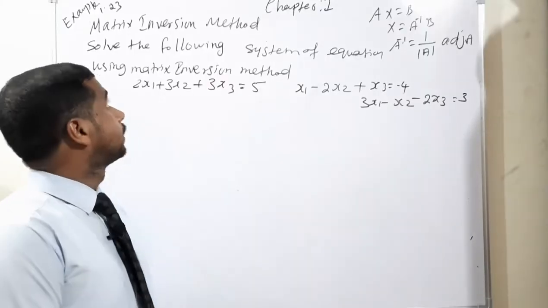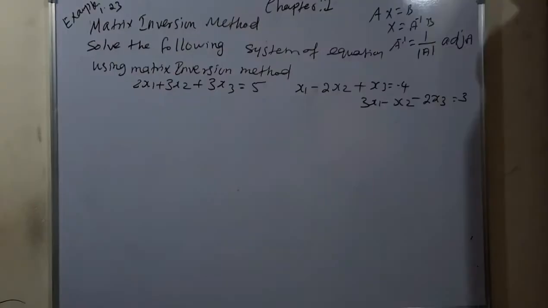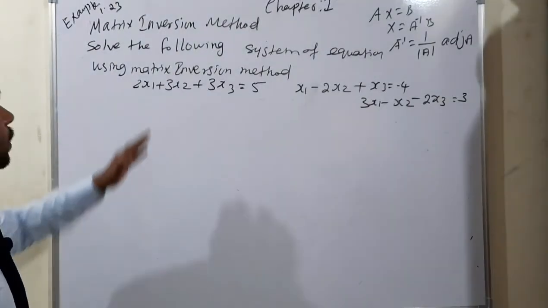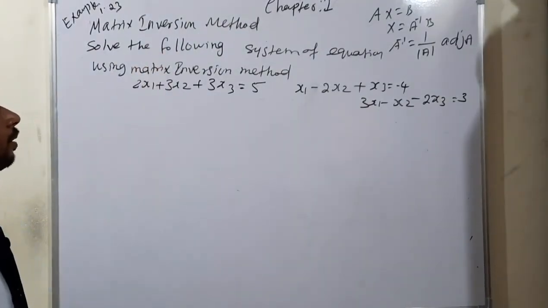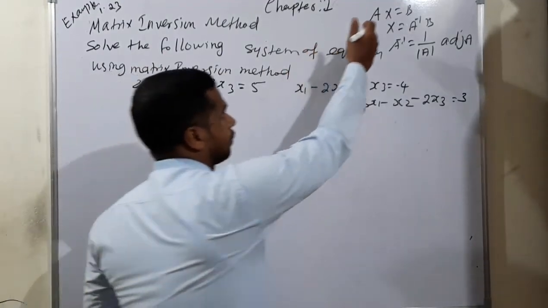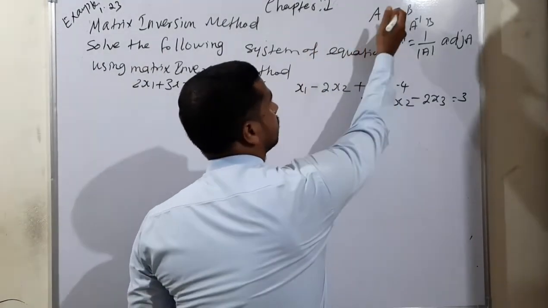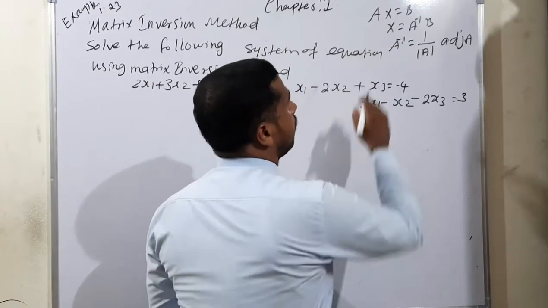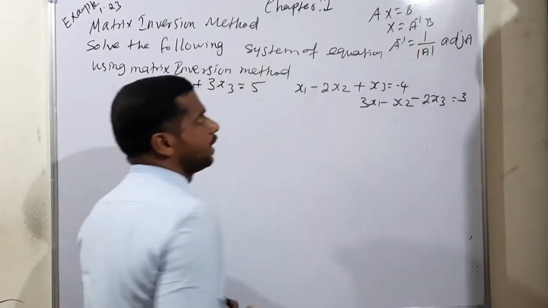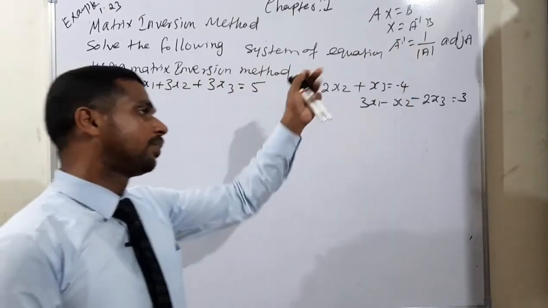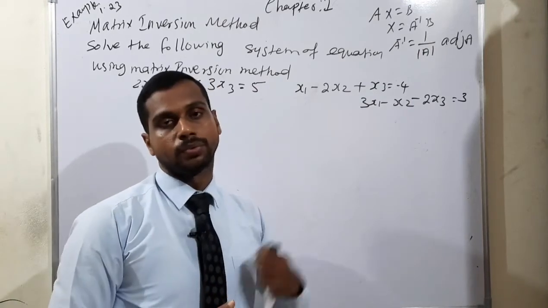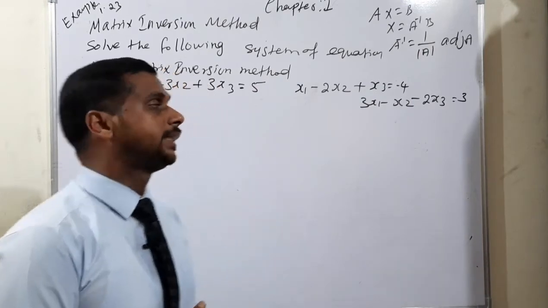I am moving to the next example, 1.23, one of the important 5-mark questions. This is also the matrix inversion method. Already we know the basics. Consider the matrix equation AX is equal to B. How to find X? X equals A inverse into B. What is the meaning of inverse? We have discussed so many problems: 1 by determinant of A into adjoint of A.